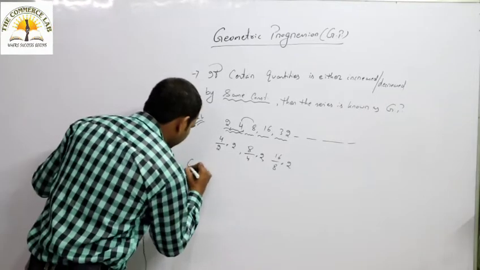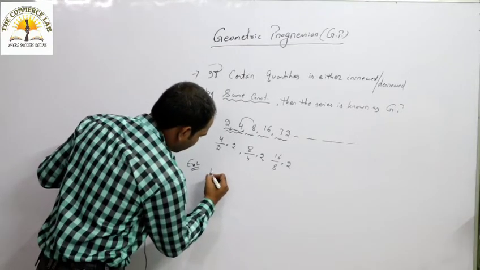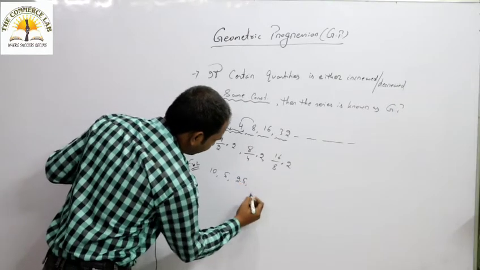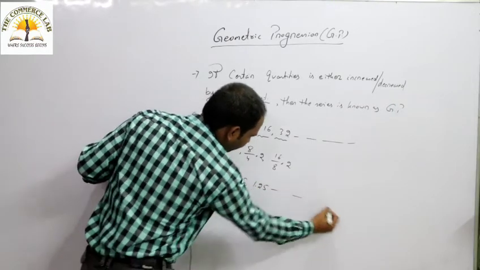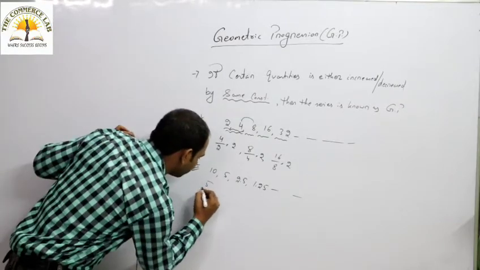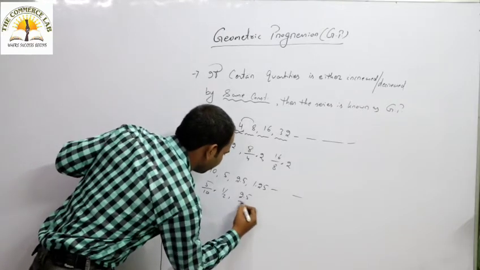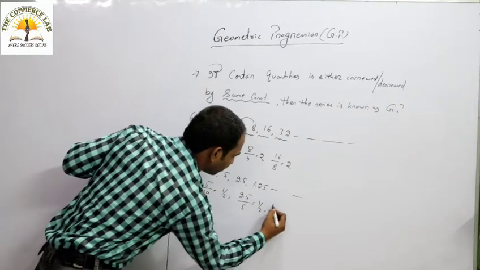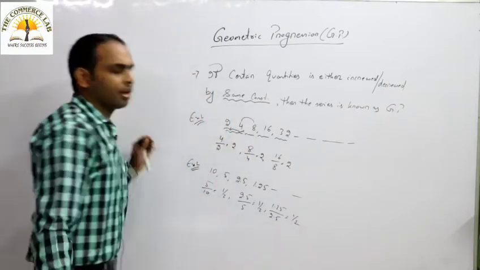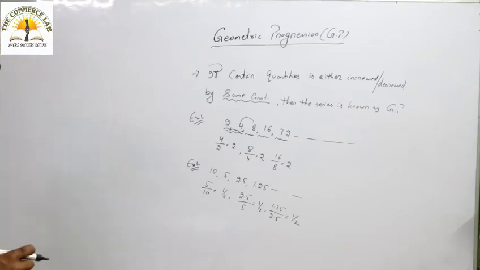So the next example, 10, 5, 2.5, 1.25, like this. The ratio between 5 and 10 is 1 by 2, 2.5 by 5 is 1 by 2, 1.25 by 2.5 is 1 by 2. So these are examples of a GP.